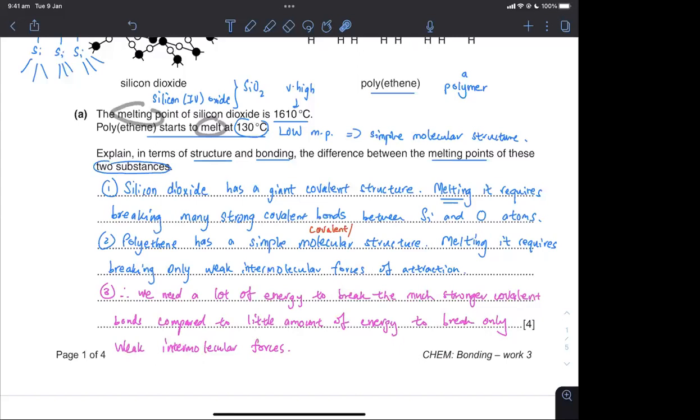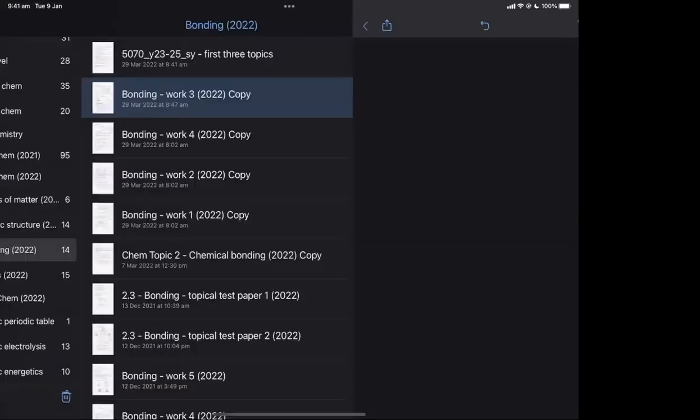Please do not try and repeat the question and say, oh, the melting point is 1610, therefore polyethylene also starts to melt at 130 degrees Celsius. Repeating the question is a waste of time and you are annoying the examiner if you try to do it. The examiner will be thinking, what is the student trying to do, just wasting time in the exam. Straight to the point: structure, what do you need to break in terms of the energy required? Okay, so this work is done.